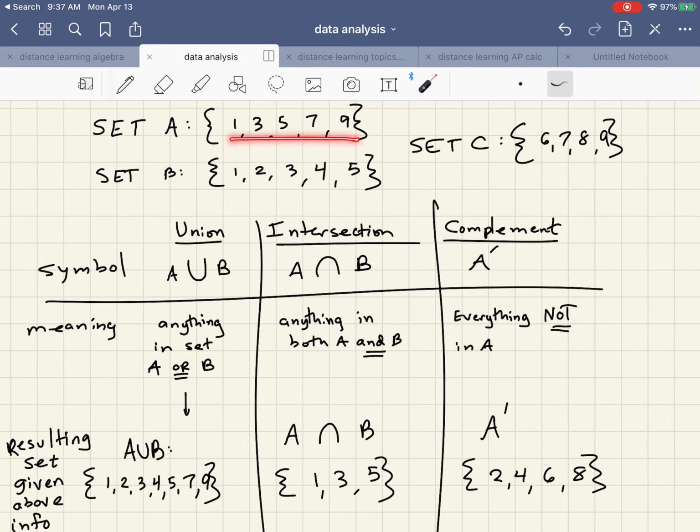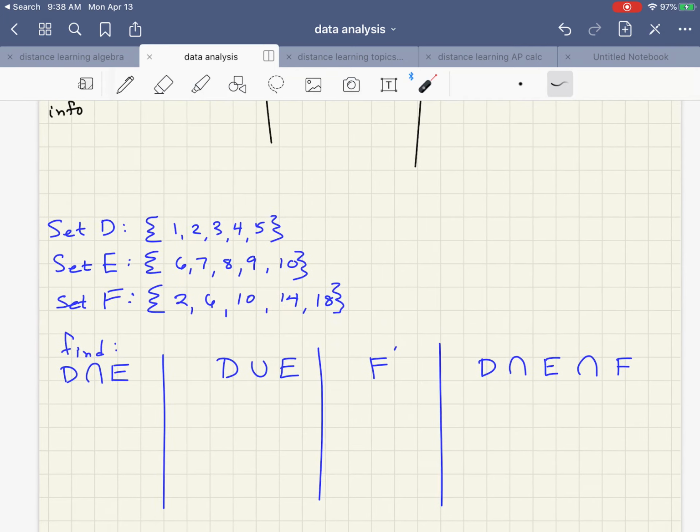And A complement is everything not in A. So if A is 1, 3, 5, 7, 9, the values that are in set B that are not in set A would be 2 and 4. And then we also have to include all other sets. So 6, 7, 8, 9 have to come into play. But guess what? 7 and 9 are in there, which leaves us 6 and 8. So the last two to add to that would be 6 and 8. So the numbers that are not in A are 2, 4, 6, and 8. And that would be A complement.